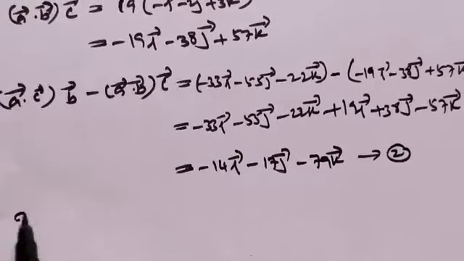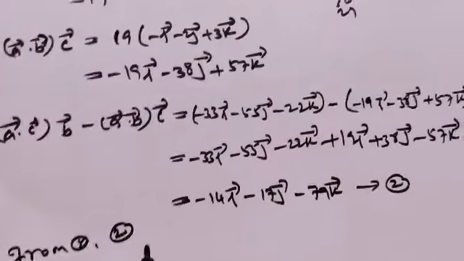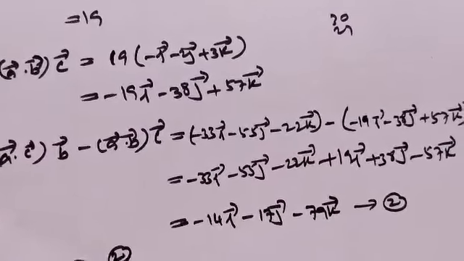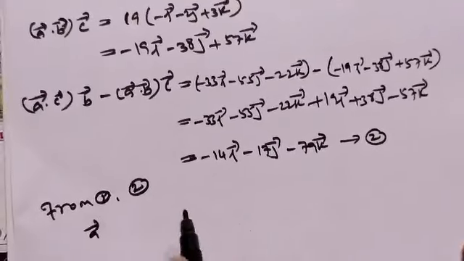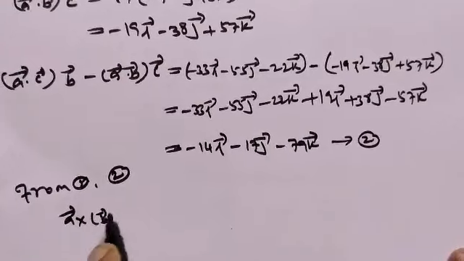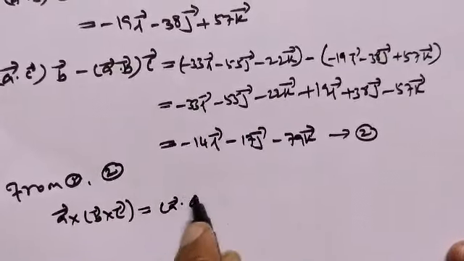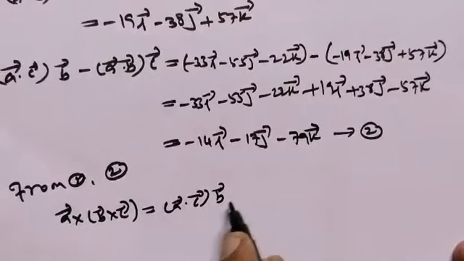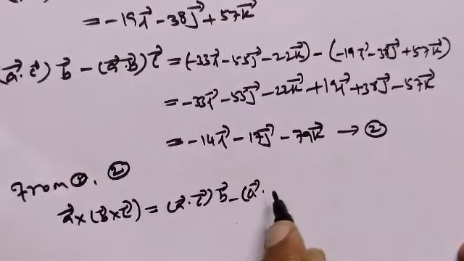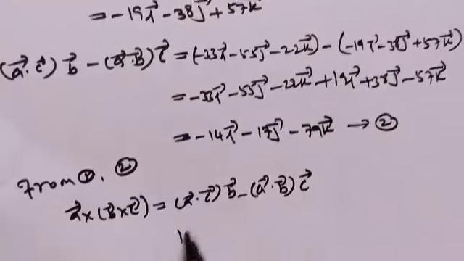So from 1 and 2, the results are equal. Right hand side equals left hand side. So a vector cross b vector cross c vector equals a dot c into b vector minus a dot b into c vector.